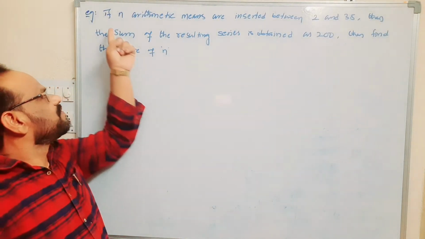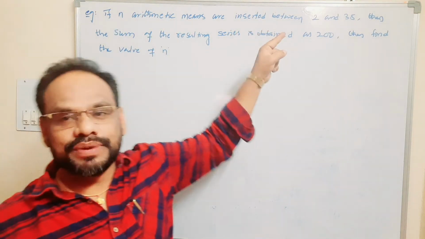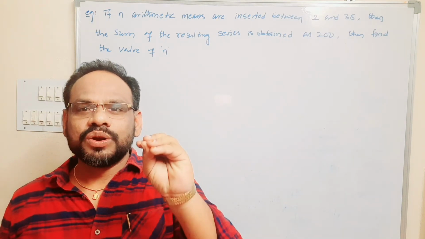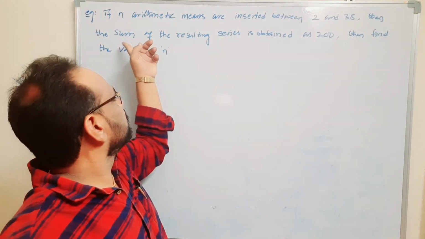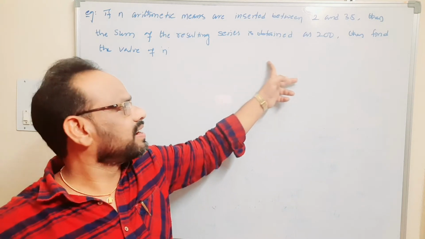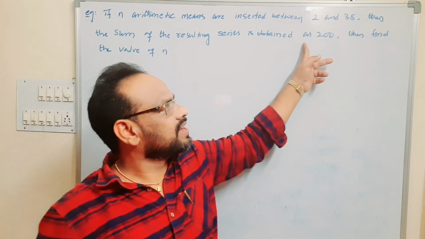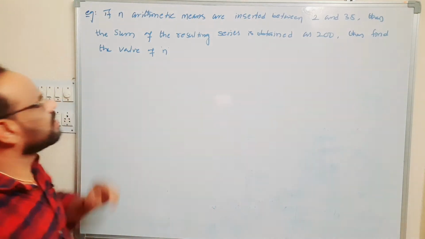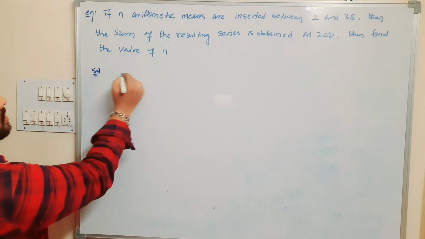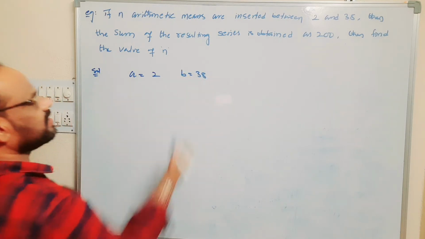Observe here. If n arithmetic means are inserted between 2 and 38, then the sum of the resulting series is obtained as 200. Then find the value of n. That means here a is equal to how much? 2, and b is equal to 38.